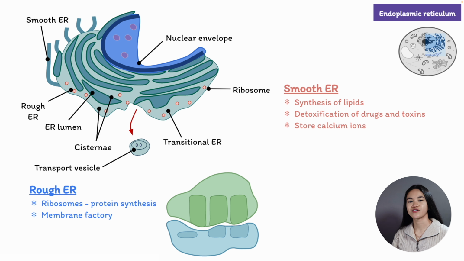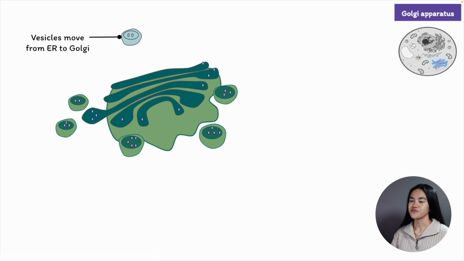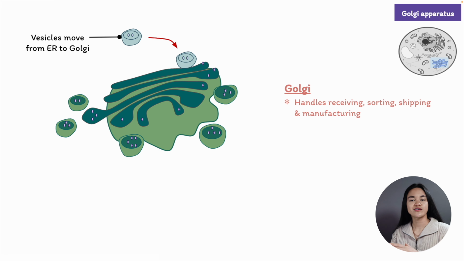Okay, so we toured the structure and function of the endoplasmic reticulum. Let's now move on to the shipping and receiving center of the cell called the Golgi apparatus. After leaving the ER, many transport vesicles travel to the Golgi apparatus. The Golgi can be viewed as a warehouse that handles receiving, sorting, shipping, and even manufacturing.